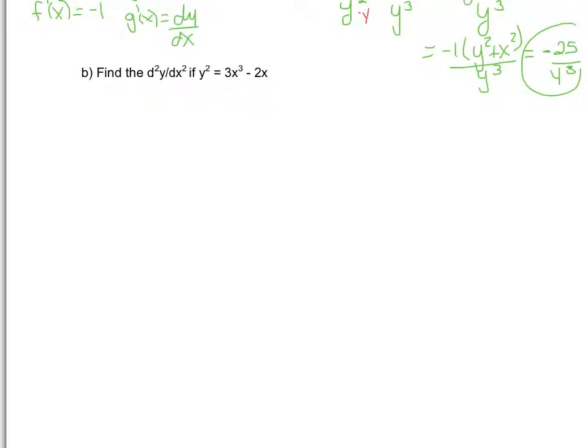So again, I'm doing the same process. I first find my first derivative. I'm going to go ahead and do both sides. So 2y dy/dx equals 9x squared minus 2. So my dy/dx, my first derivative, is (9x squared minus 2) all over 2y.